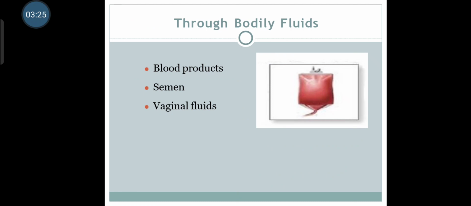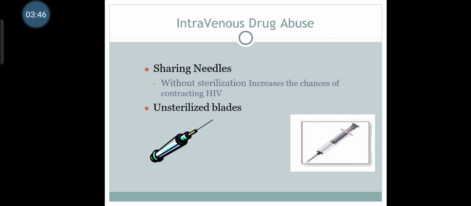Now, modes of transmission of HIV AIDS. As we all know, HIV AIDS is not spread through casual contact or through sputum or other body fluids, but it is majorly spread from one person to another through blood products, semen and vaginal fluids. It is also transmitted through intravenous drug abuse.